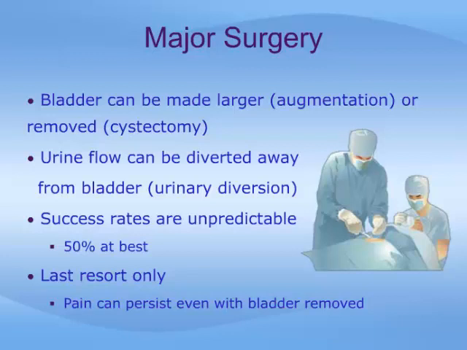The urine flow can also be diverted away from the bladder without taking out the bladder. Success rates with these surgeries are unpredictable, and complications such as kidney infection and bowel obstruction are possible. While diverting the urine can improve bladder symptoms and improve pain in some, unfortunately, even after total removal of the bladder, so-called phantom pain can persist. These major operations, therefore, are a last resort only for patients with IC.